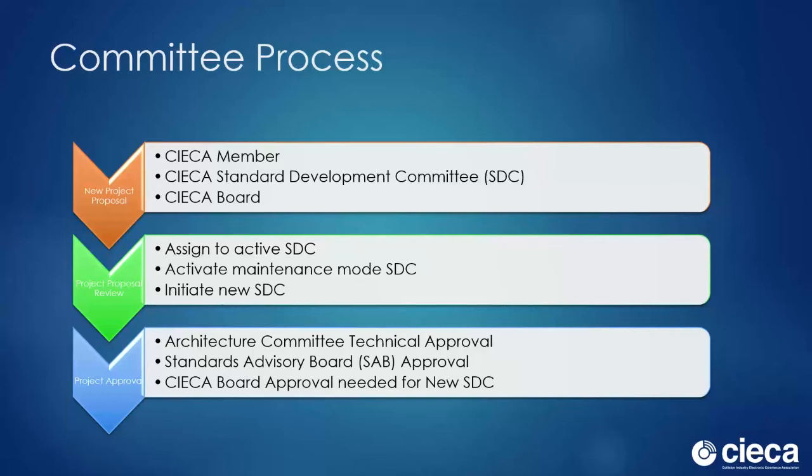Once the CIECA staff went through that and the project has been approved, we need to get the final approval from our architecture committee for any technical approval changes. Our standards advisory board approves all of the changes, and then if it is a new project, a CIECA board approval will need to be done for a new SDC. Next.